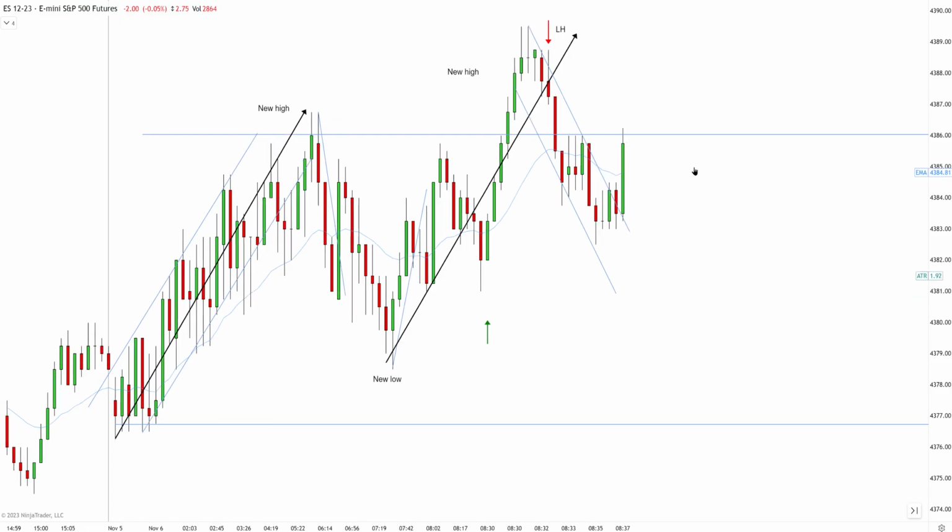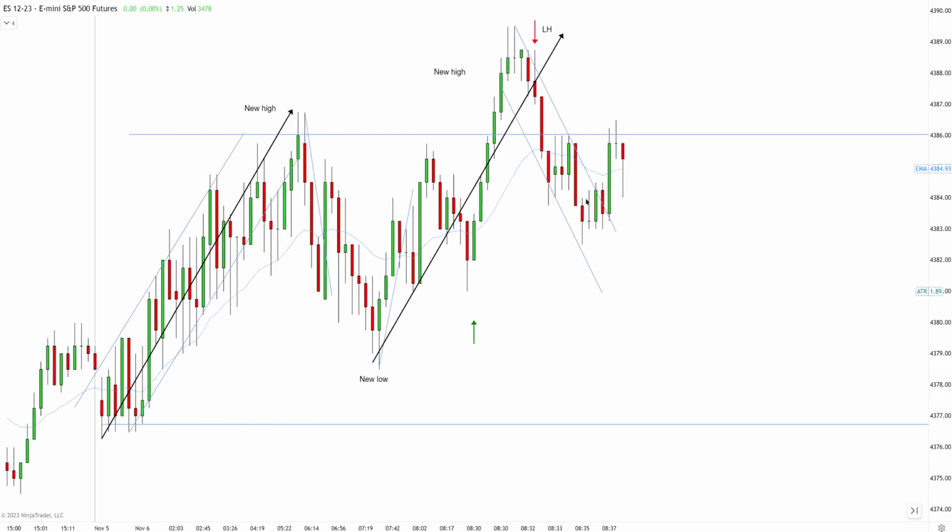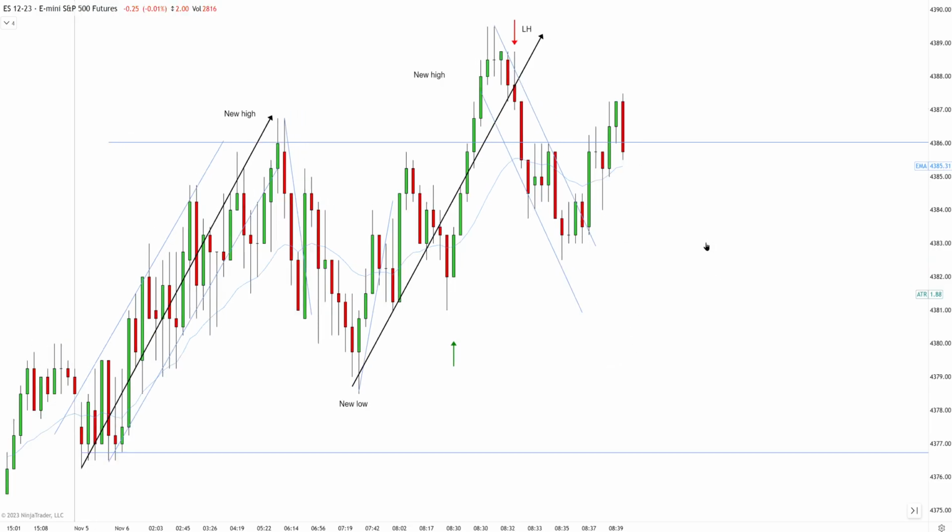And right now, I don't really like to be selling because we pushed back above the EMA. But I don't want to be buying, going long directly into this resistance. Okay, remember, in trading ranges, you expect sellers to be selling at this resistance and buyers to be buying at the support. So you have to be careful buying into resistance and selling into support.